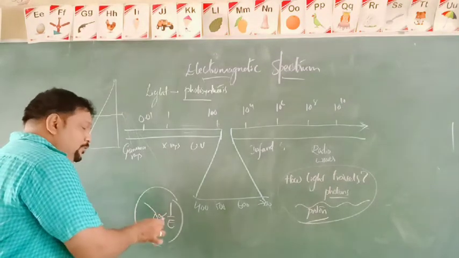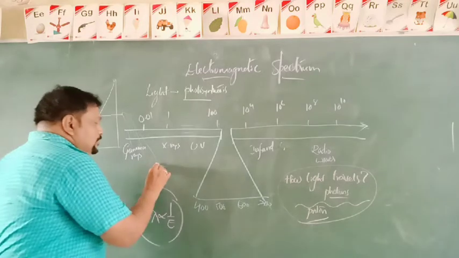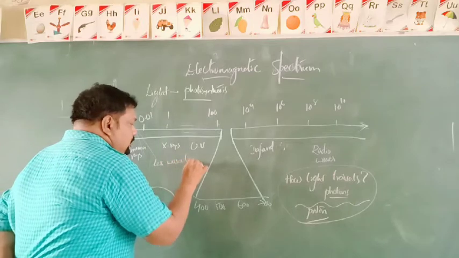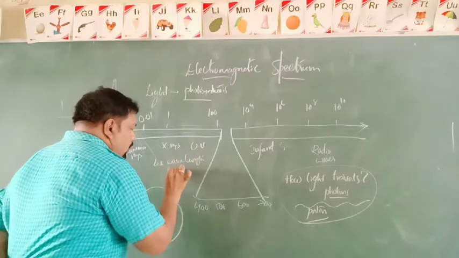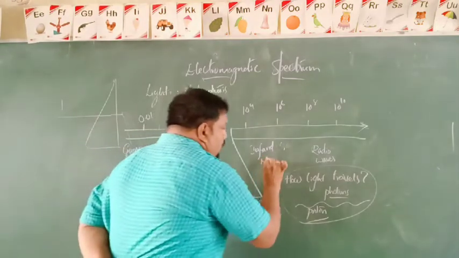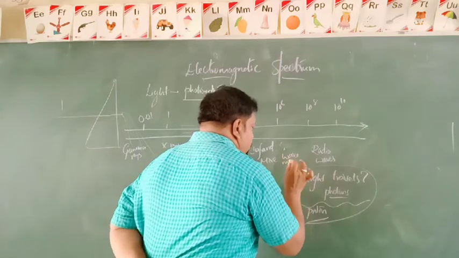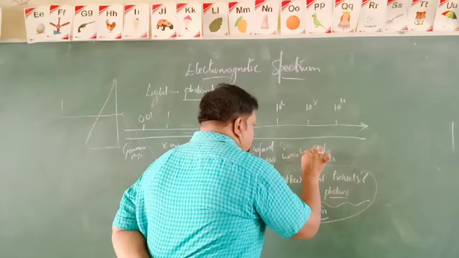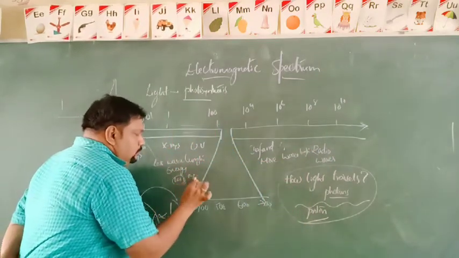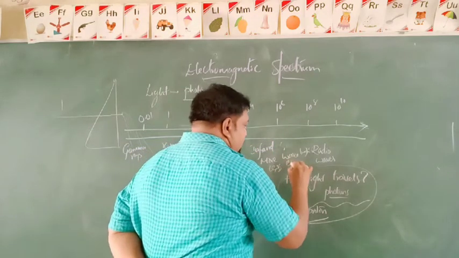Wavelength is measured in lambda. So wavelength is inversely proportional to energy. Less wavelength, more energy. More wavelength, less energy.